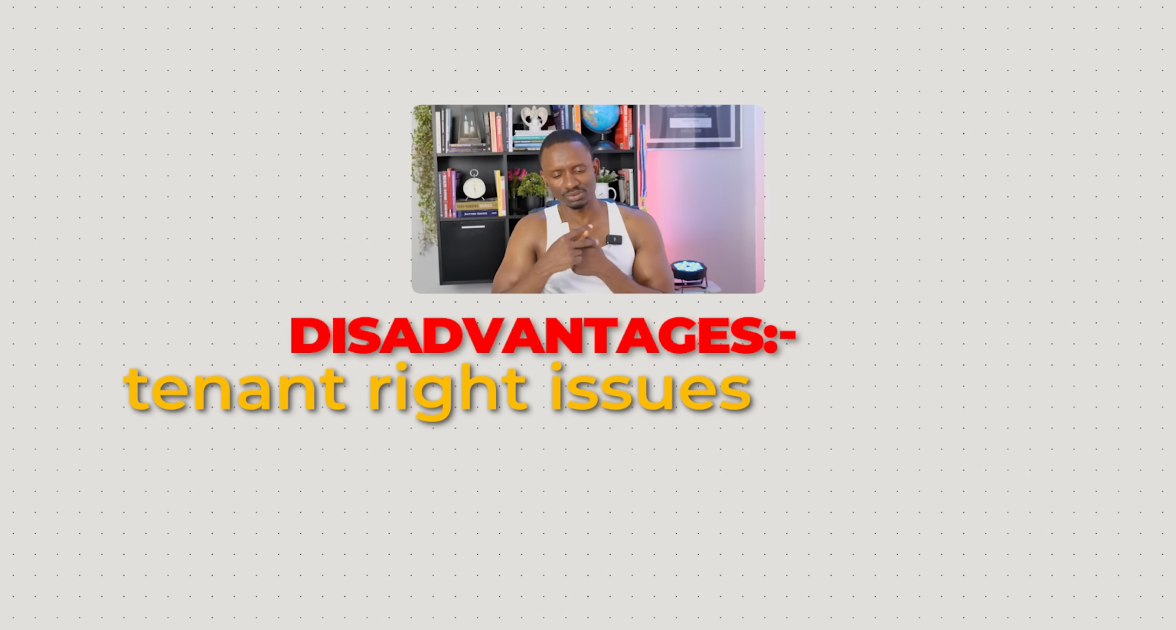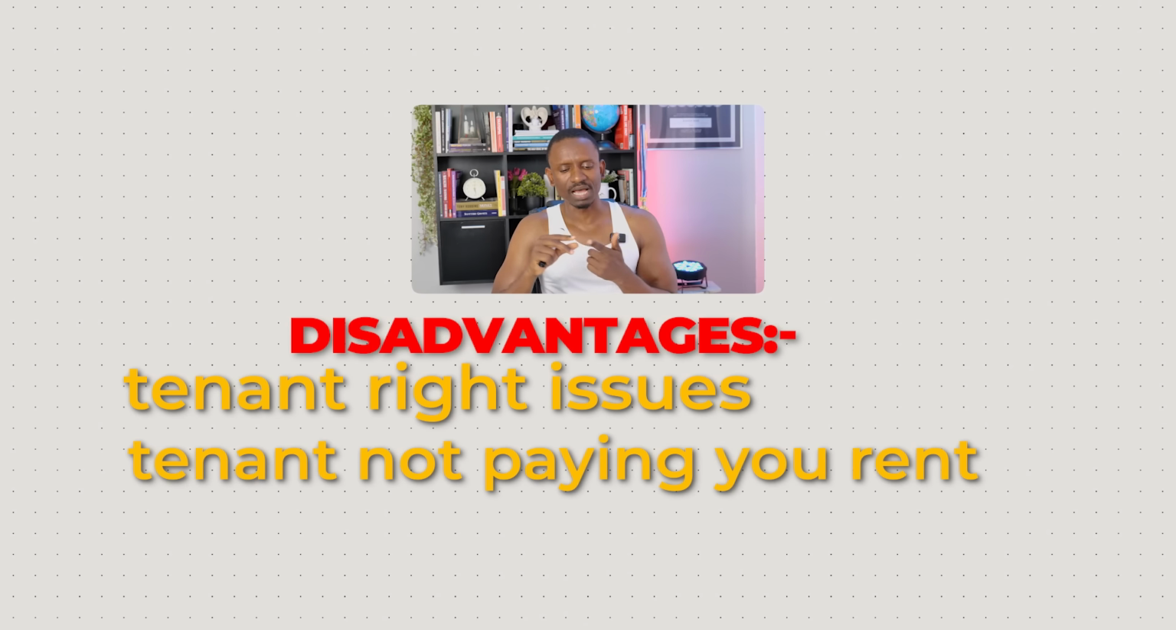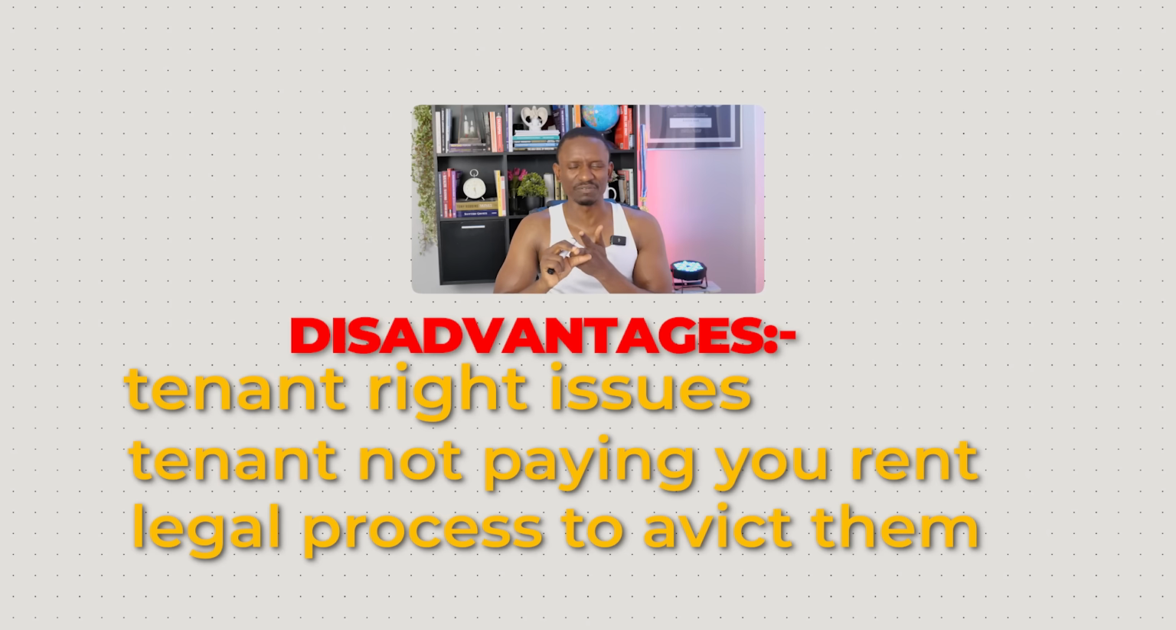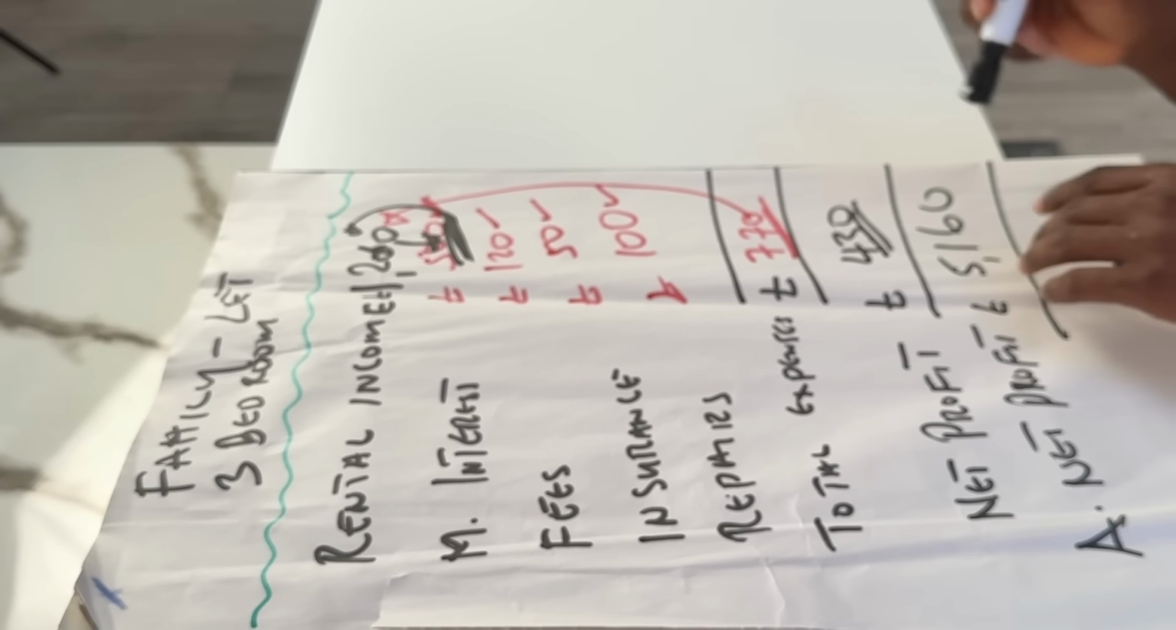Okay, so these are the sort of disadvantages. You've got your tenant right issues, you've got the tenant not paying you rent and going through a legal process to evict them. It takes about 6 months or so, and the government's about to change that in England as well to go for 6 months. But as I said, if you reference the tenant really nicely and ensure that they are suitable people for your property, you won't have any of this problem. And the advantage then is you've got your monthly recurring income every single time.